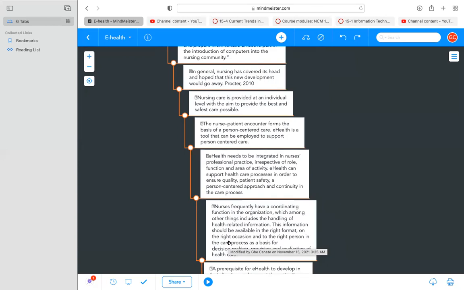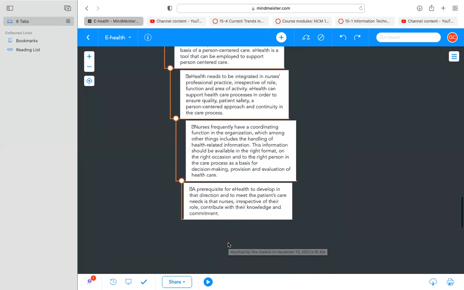E-health needs to be integrated in our practice, irrespective of the roles, functions, and area of activity. Because e-health can support healthcare processes, as you have observed when you were doing your electronic health record prototype in nursing informatics. So we can ensure quality, patient safety, a person-centered approach, a more effective and more efficient process, and of course, continuity in the care process.